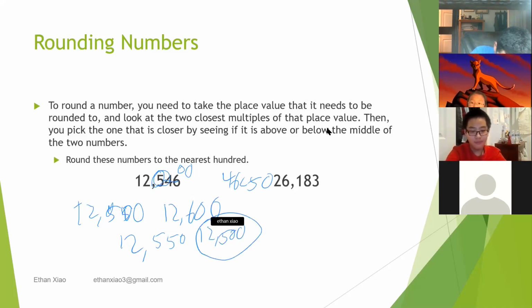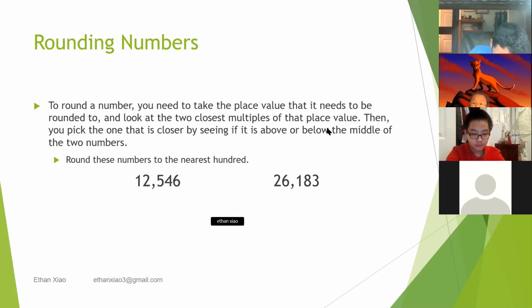12,500 is the answer. Now for the second one is 26,183. So what we do here, we do the same thing as the first one. We get the hundreds value here, and then we have to find the two closest ones.